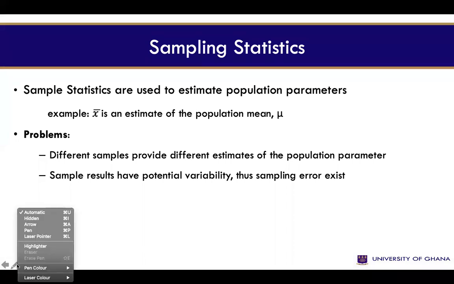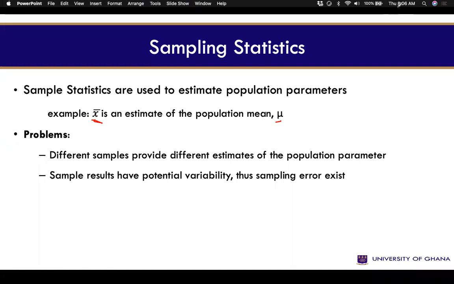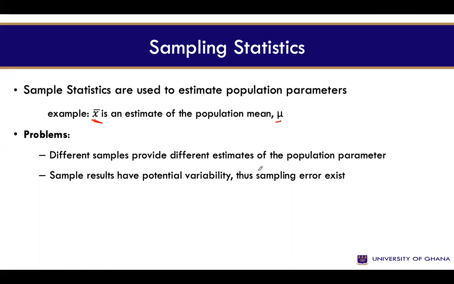So from here you need to be able to understand what these notations are. Sample mean represented as X bar, population mean represented as mu. And the catch is this: different samples will provide different estimates of the population parameter, right? And they have potential variability, and there is also possible sampling error that would come.